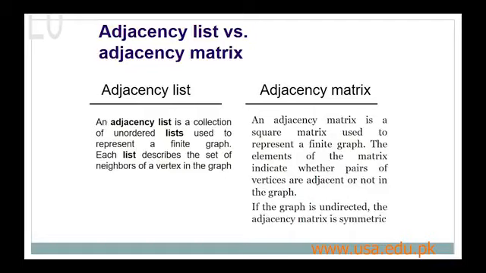So this is the difference between an adjacency matrix and an adjacency list, because in an adjacency matrix we can see whether a pair of vertices are communicating with each other. If the graph is undirected, the adjacency matrix is symmetric. So this is the difference between an adjacency list and an adjacency matrix.